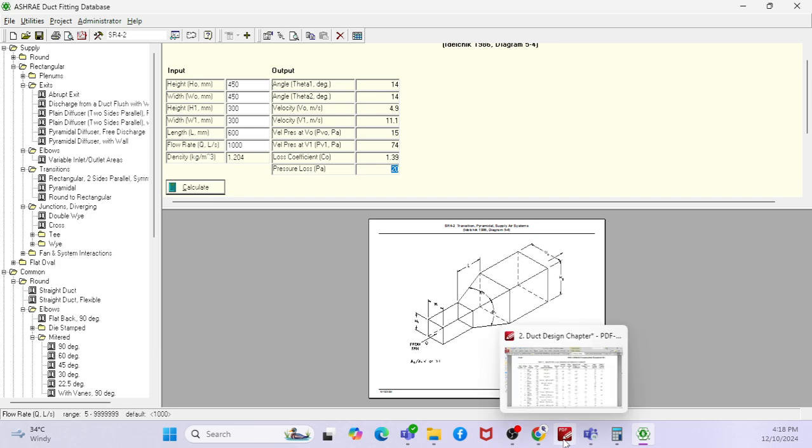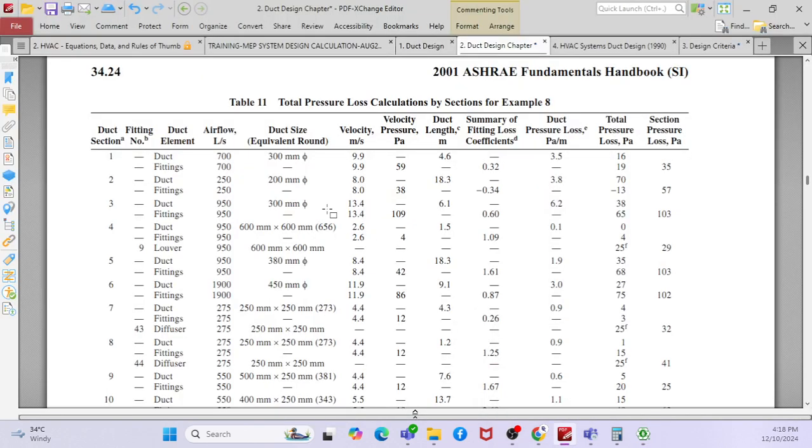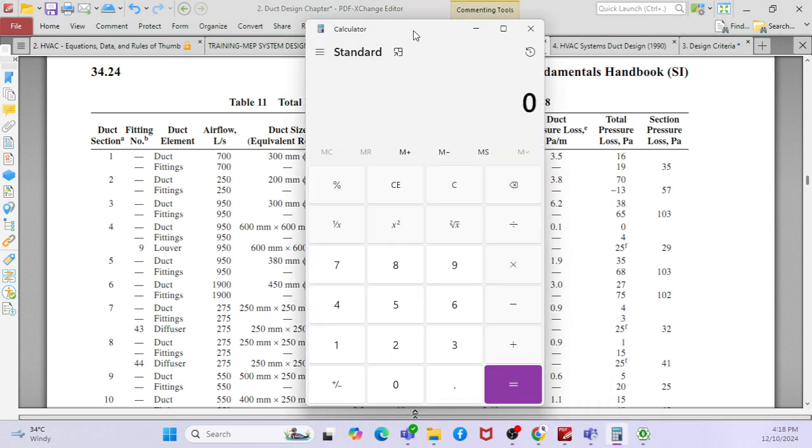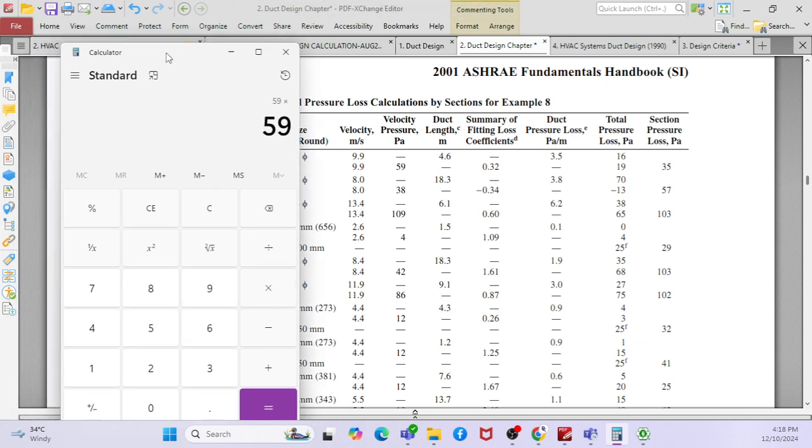Understood. Now, if you go to the manual method, just for you to understand, for the fittings, say for example, you have 700 liters per second, so there is a velocity pressure, and this is the fitting loss coefficient. The fitting loss coefficient multiplied by velocity pressure is nothing but the total pressure. Say for example, 59 multiplied by 0.32 is 18.88, which is nothing but 19.